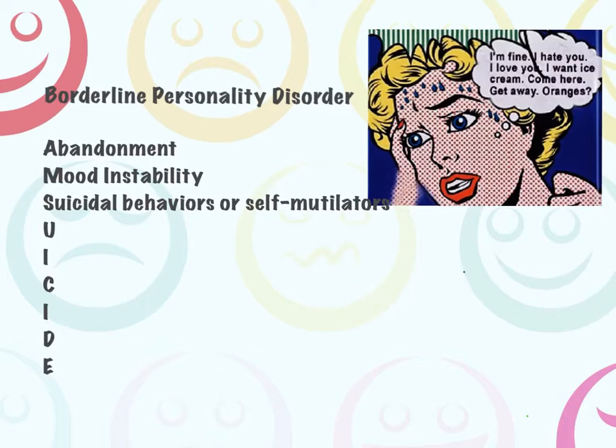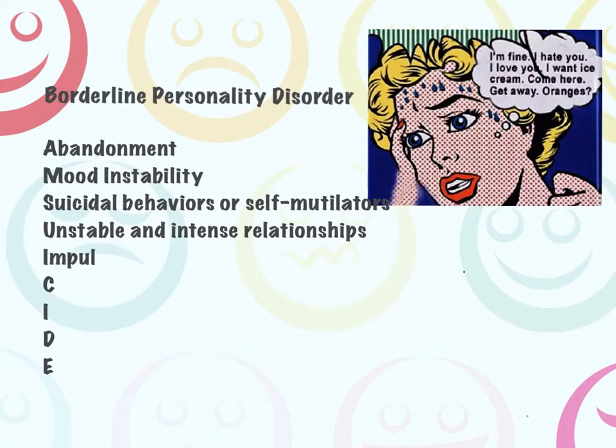But unstable and intense relationships is another characteristic. They tend to really almost instigate a lot of conflict in their relationships. Then we have impulsivity. These people will do things on an impulse, and so you see a lot of risk-taking behaviors, a lot of promiscuity, just a lot of impulsive behaviors.